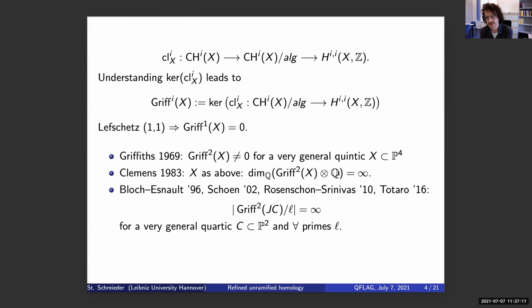All right, so instead of tensoring this with Q, you may also tensor it with a finite field and ask what happens and how big that can be. This question is also completely understood, and it's a long story.